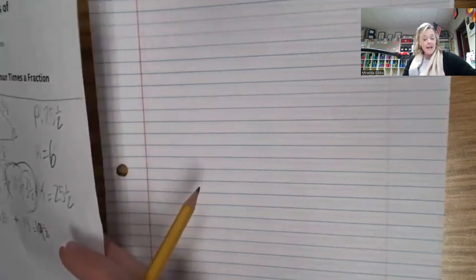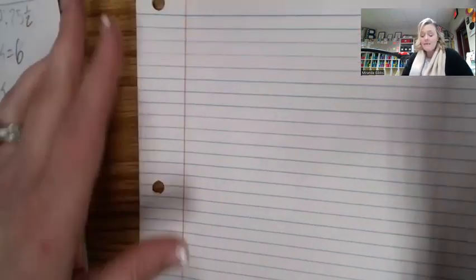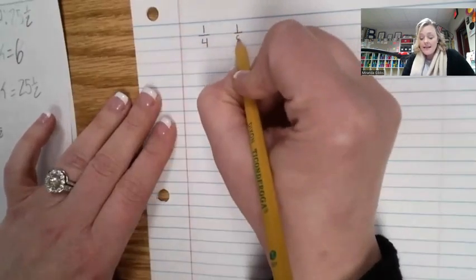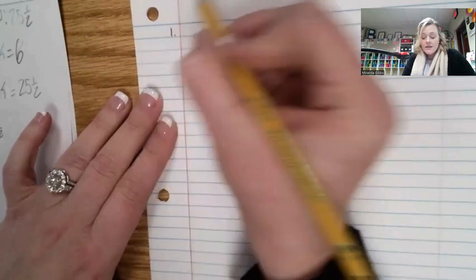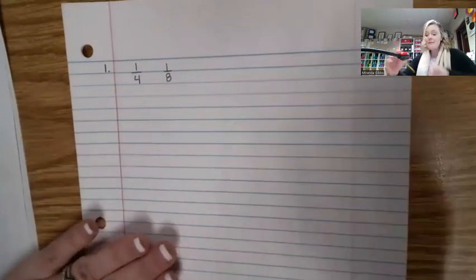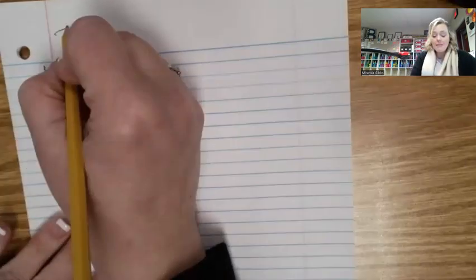So the first thing that we're going to do is comparing numbers with fractions that are the same. Okay, so we'll start with 1/4 and 1/8. Let's not get too far ahead of ourselves here. Let's go ahead and put our name on our paper. Let's see, there we go. Put our name on your paper.